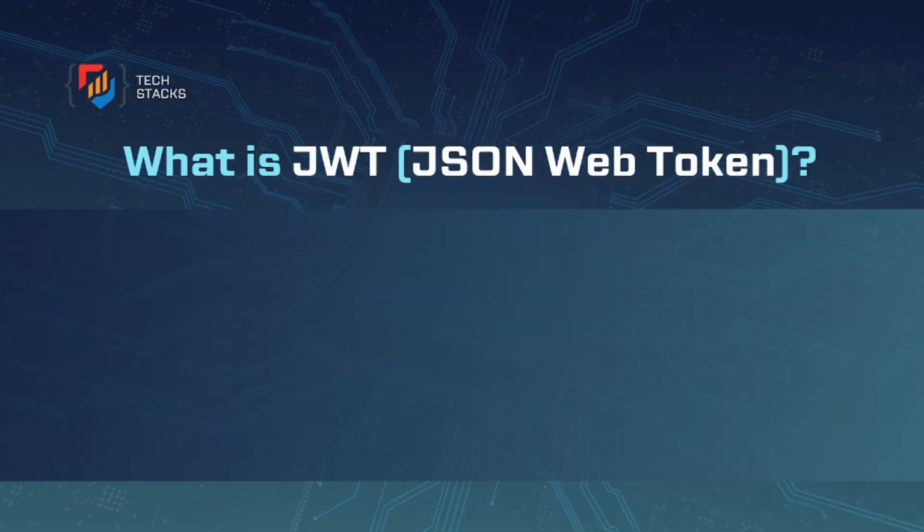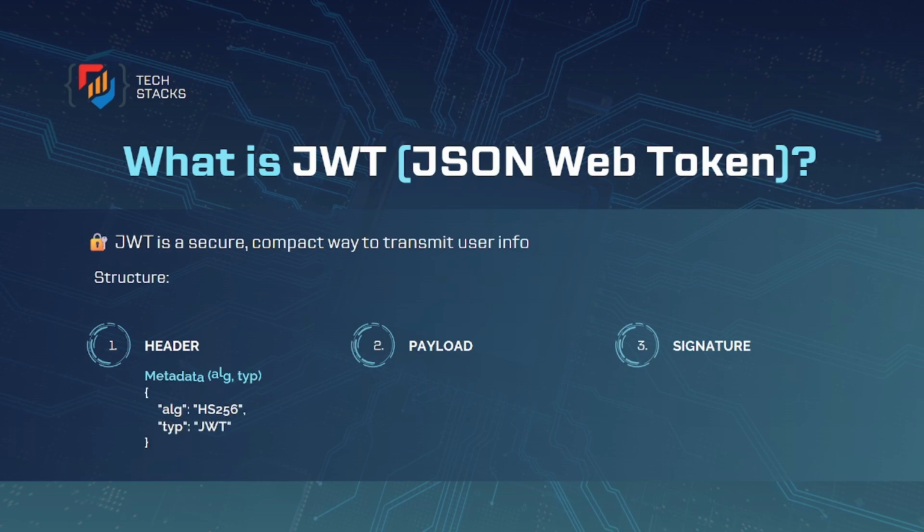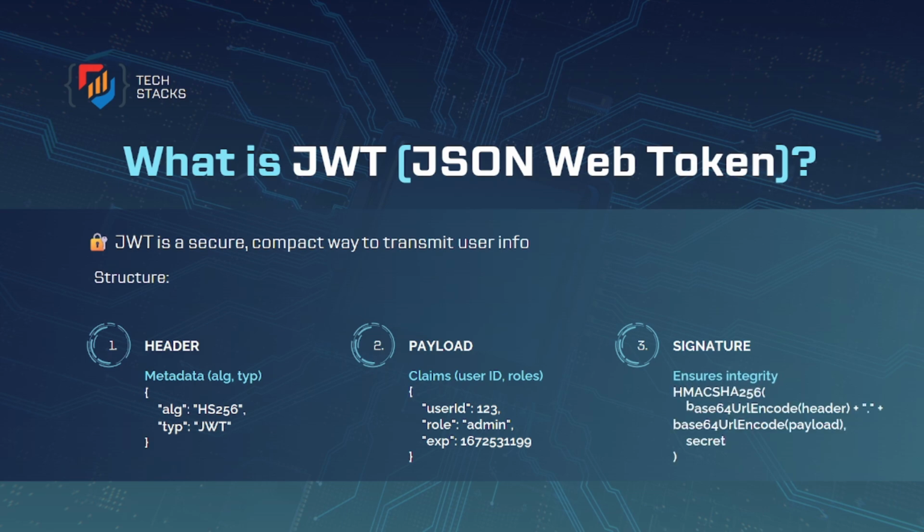JWT stands for JSON Web Token. It's a compact, self-contained way to securely transmit information between two parties as a JSON object. A JWT token typically has three parts: header, payload, and signature. The header contains metadata like algorithm and token type, and the payload contains claims like user ID, roles, tenant ID, etc. And the signature ensures the token wasn't tampered with.